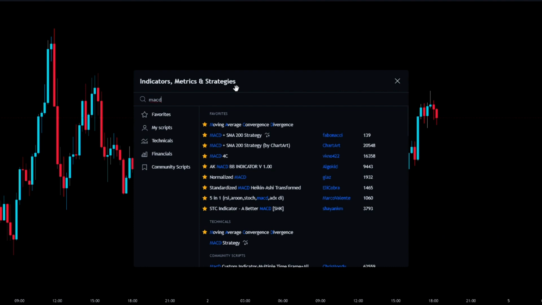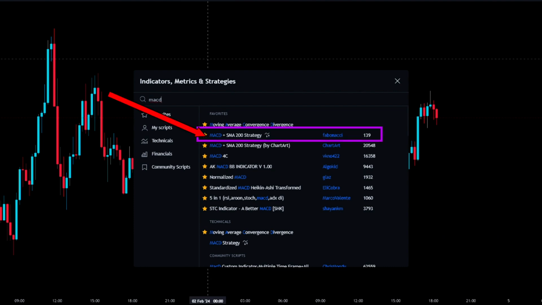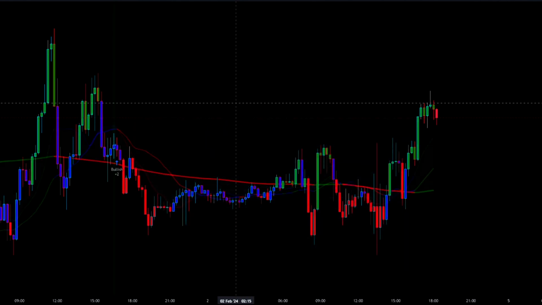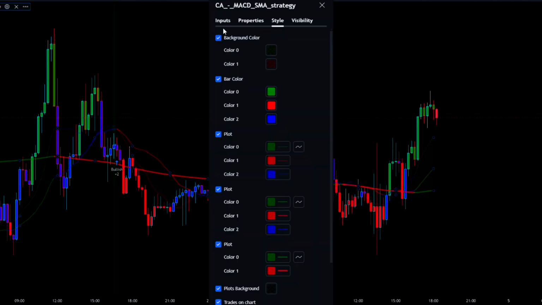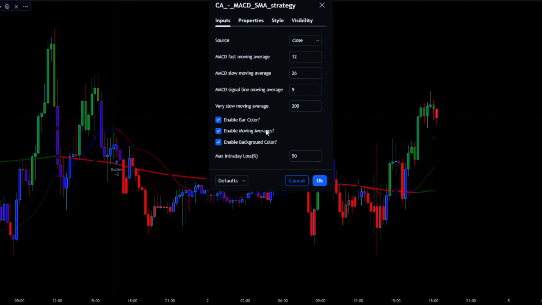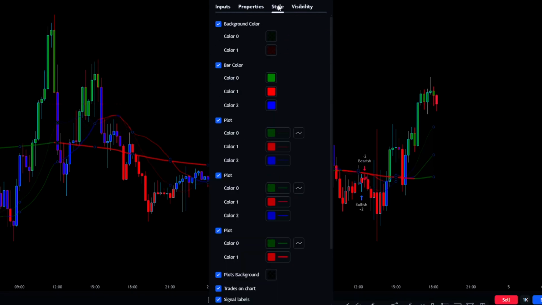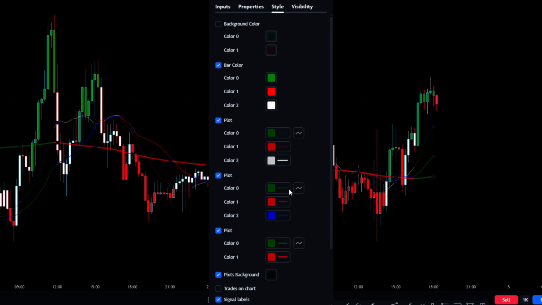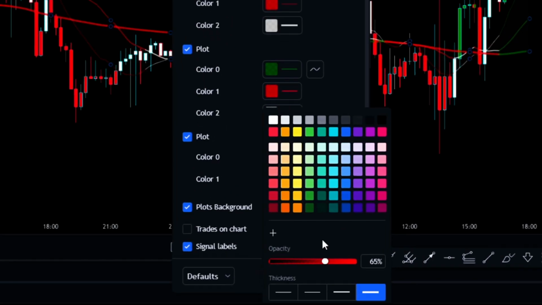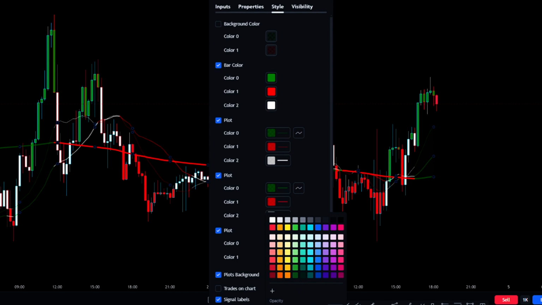And for the first indicator, we need the MACD plus SMA 200 strategy by Fibonacci. Then open up its settings, and underneath inputs, uncheck enable background color, change the fast moving average to 14 and the slow moving average to 27. Then go to style, uncheck background color and trades on chart, and make all the blue colors white. Then change the opacity of all the colors to matte.